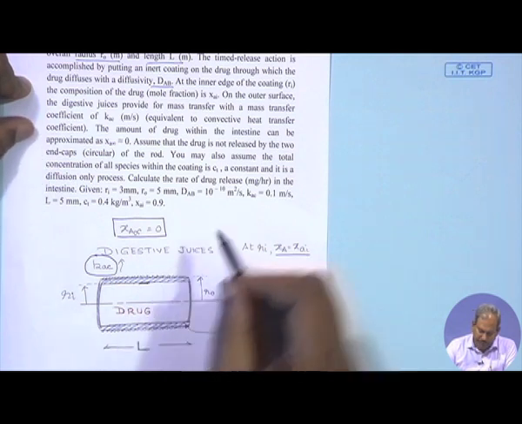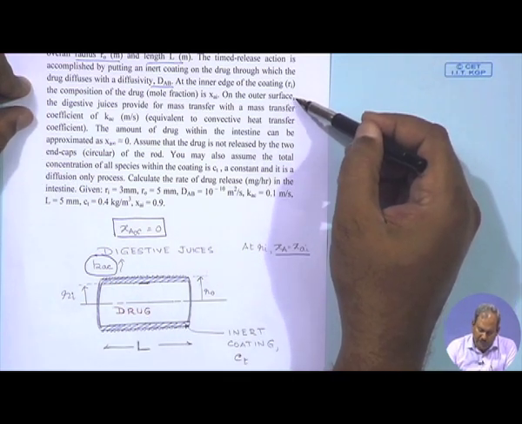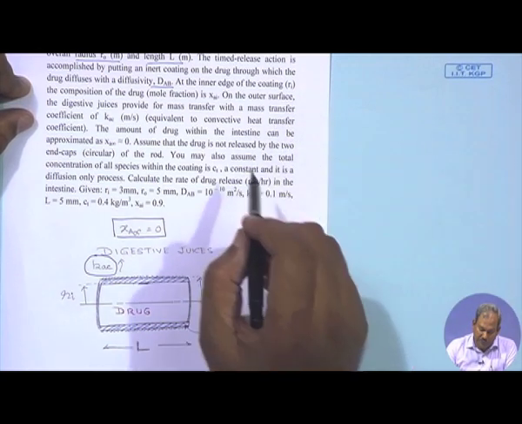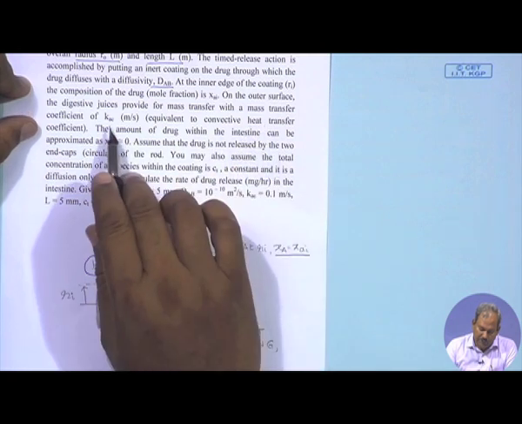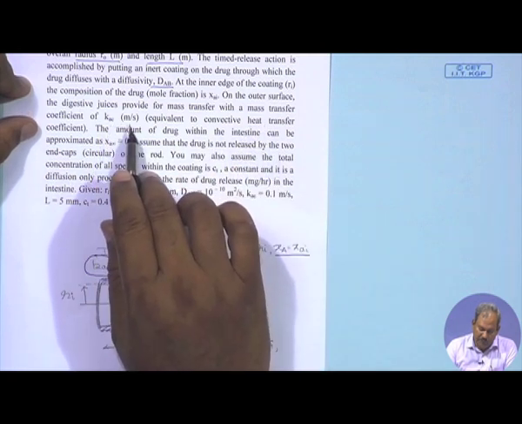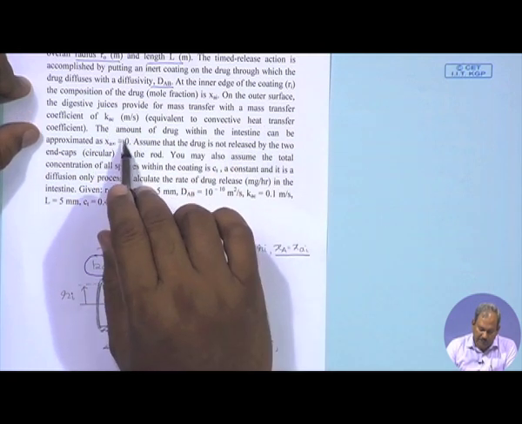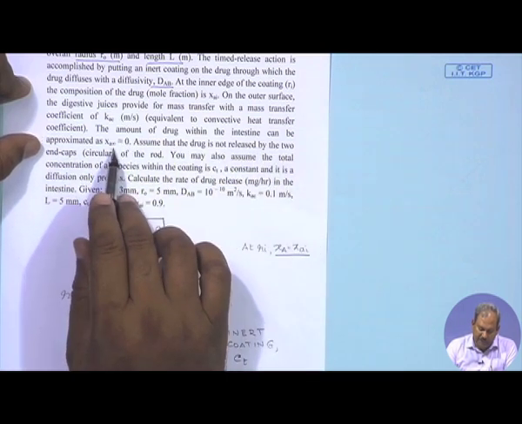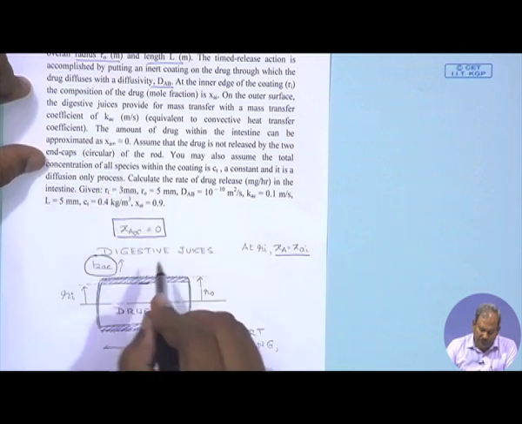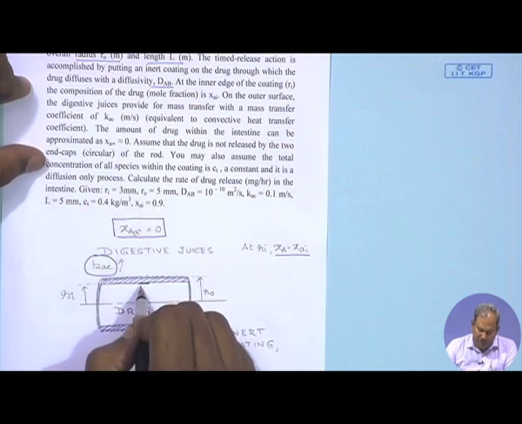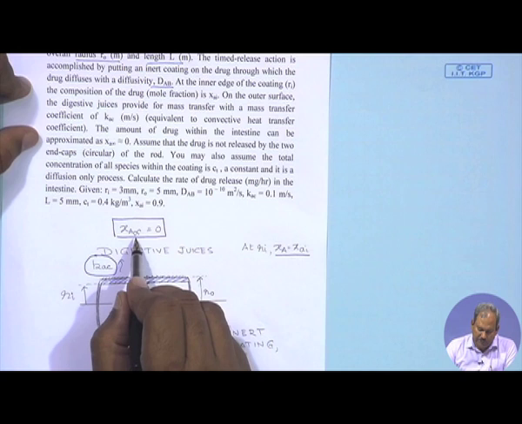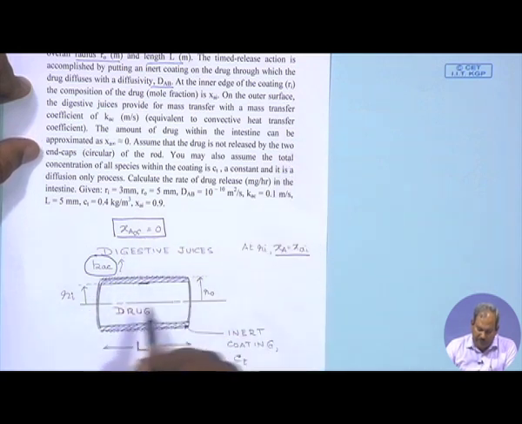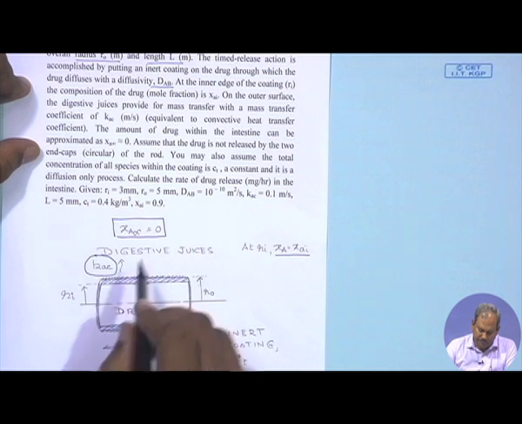So, as I said, on the outer surface, the digestive juices provide a mass transfer coefficient denoted by k A c, with units of meter per second, and the amount of drug within the intestine can be approximated as x A infinity equal to 0. So, at a point far from the drug, the concentration is assumed to be 0, and the drug is also not released by these two end caps.